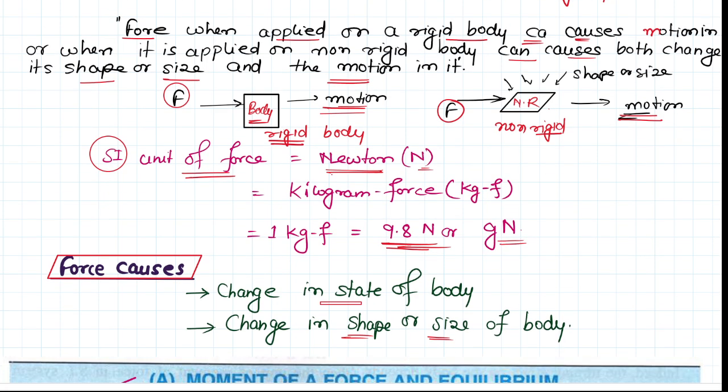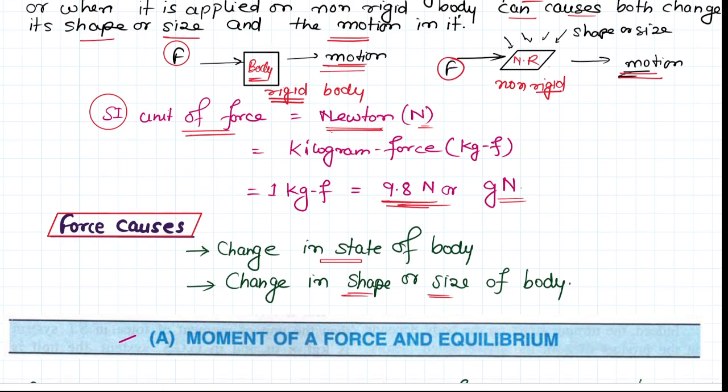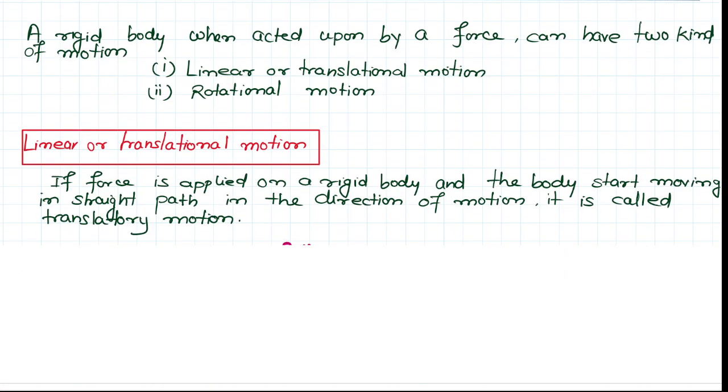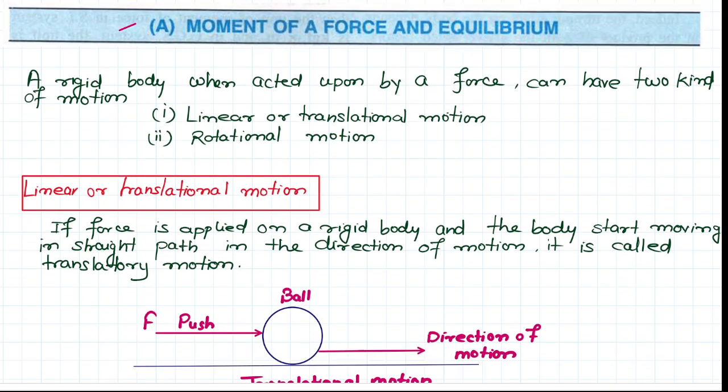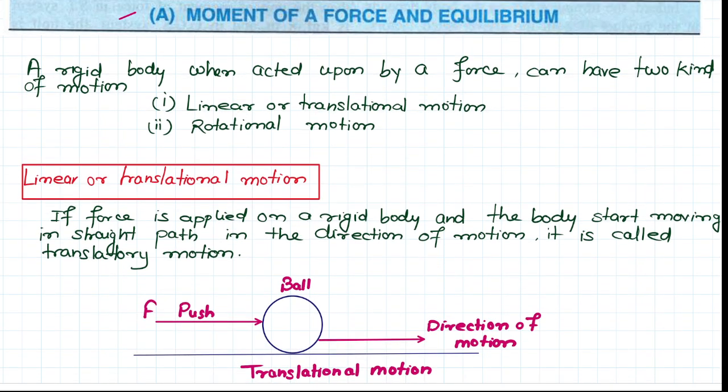Now the first part we are going to start here, that is moment of force and equilibrium. That is the first section. A rigid body when acted upon by a force can have two kinds of motion. One is linear or translational motion.